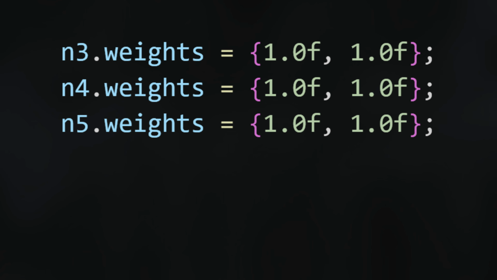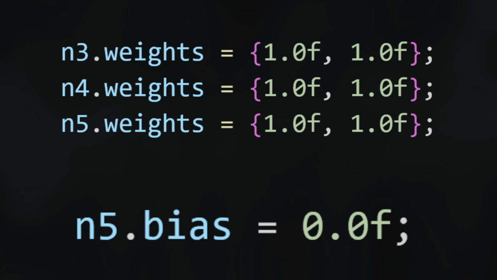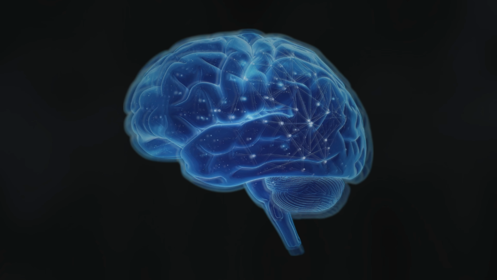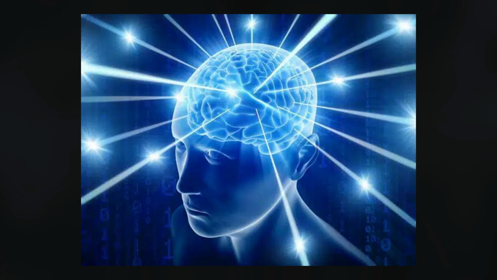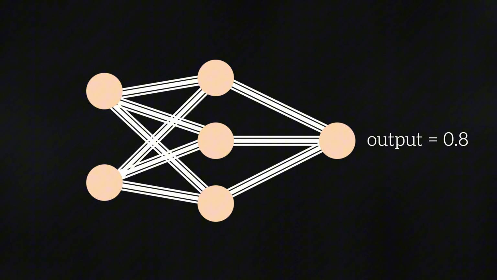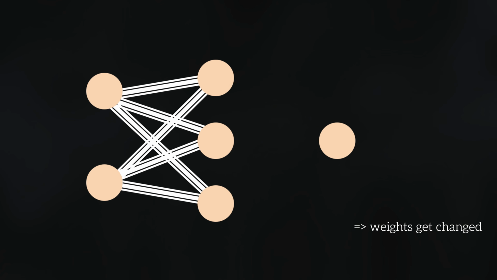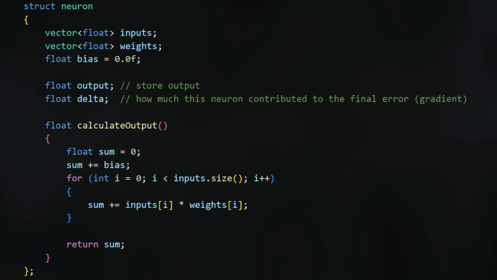But it's not over yet. You see, all the weights and biases are currently hard-coded. But if we want our brain to actually learn something, we need to implement backpropagation. In short, a neural network makes a prediction, compares it to the correct answer, and then adjusts its weights to reduce the error. First, let's upgrade the neuron by making it store the output and delta.